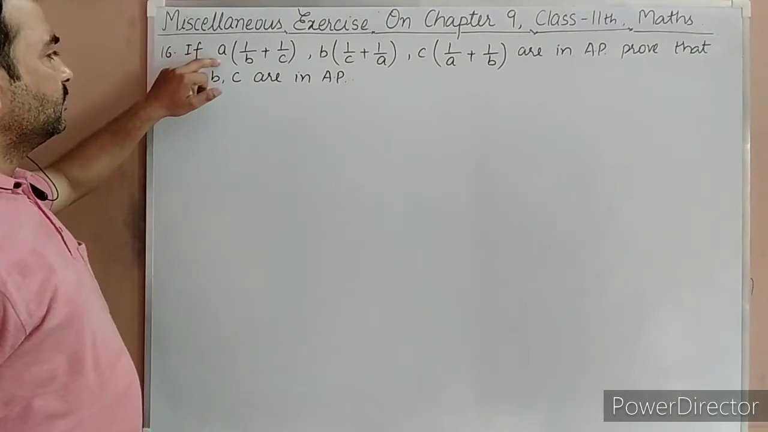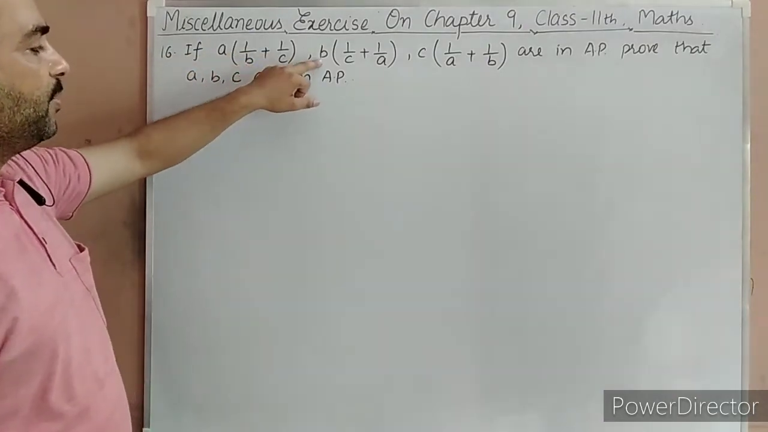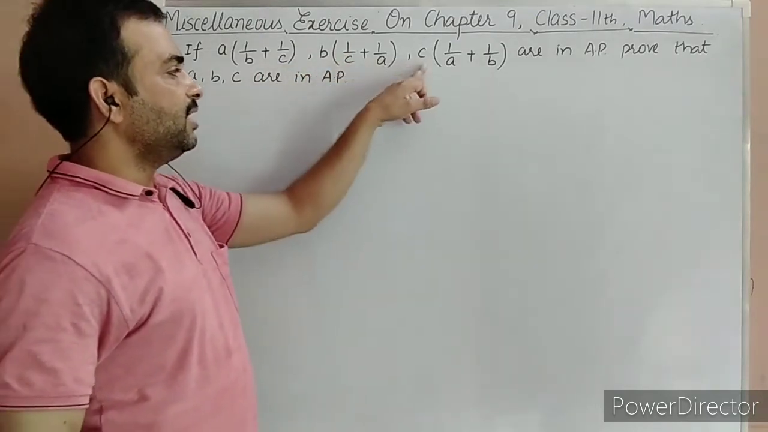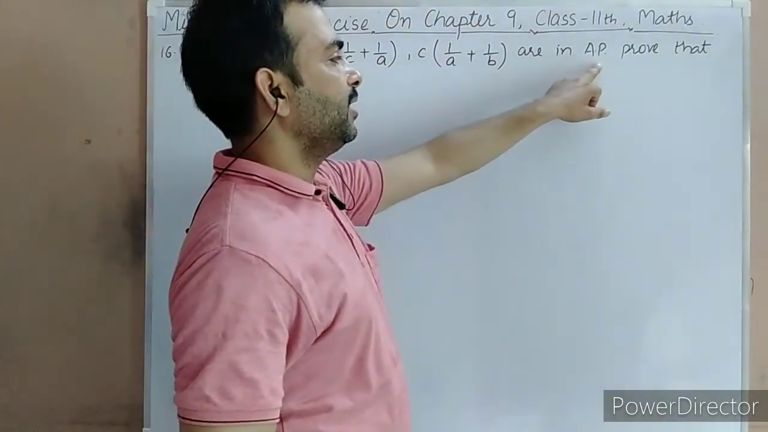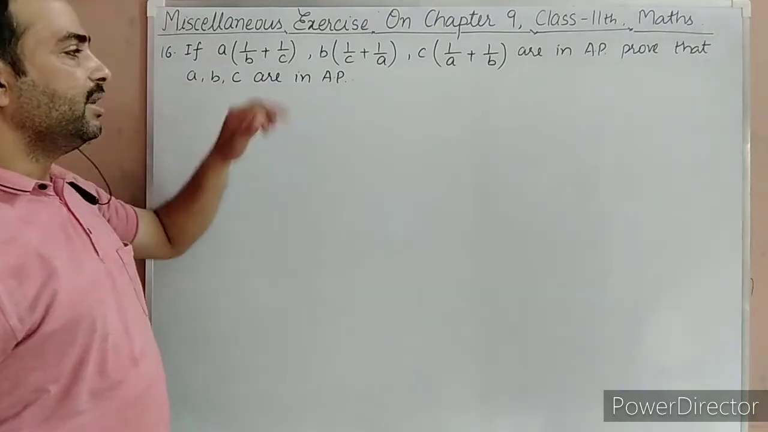Question number 16. If a(1/b + 1/c), b(1/c + 1/a), c(1/a + 1/b) are in AP, prove that a, b, c are in AP.